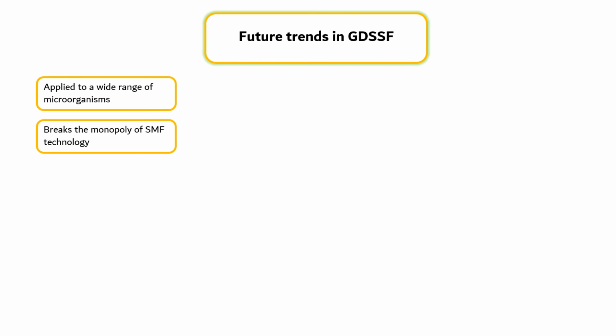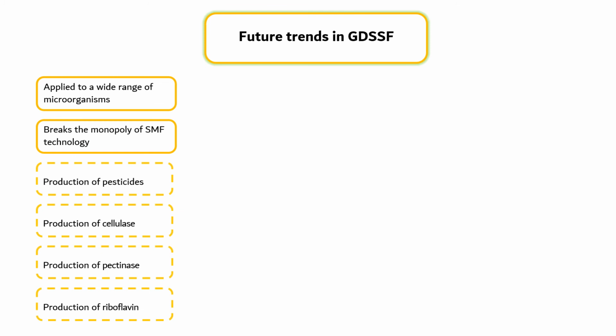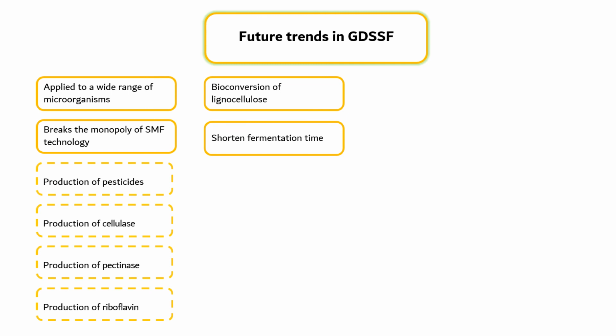Due to the unique advantages of this fermentation, a lot of liquid fermentation technology could be replaced by gas double dynamic solid-state fermentation technology, such as production of pesticides, cellulase, pectinase, and riboflavin. A lot of new products can be produced by gas double dynamic solid-state fermentation, and more importantly, the bioconversion of lignocellulose substrate can be achieved to produce, for example, cellulosic ethanol and bioorganic fertilizer. Compared to traditional solid-state fermentation technology, fermentation times tend to be shortened by one third.